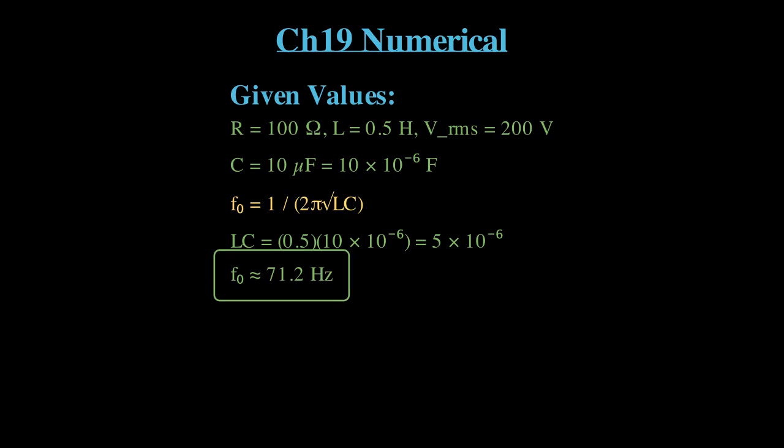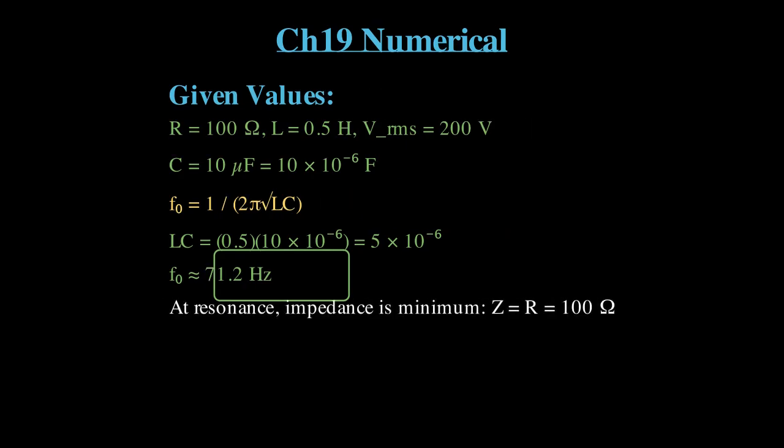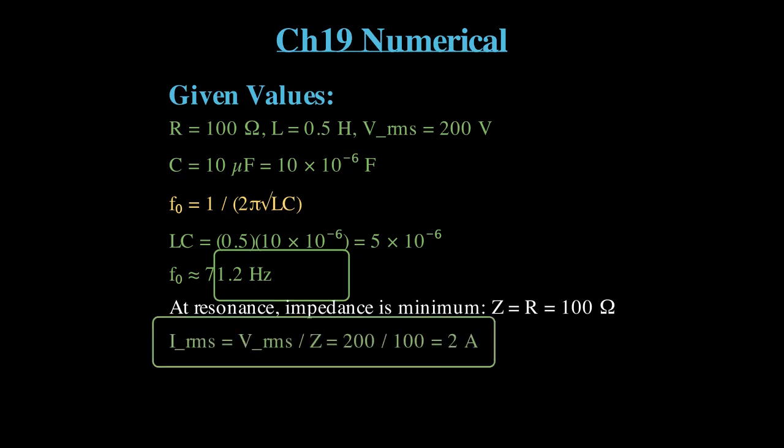The second part asks for the current at resonance. A key thing to remember is that at resonance, the circuit's impedance Z is at its minimum and is equal to the resistance R. So Z equals R, which is 100 ohm. Now we can easily find the current using Ohm's law for AC circuits, I equals V divided by Z. So, the current is 200 volts divided by 100 ohm, which equals 2 amperes. So, our final answers are, the resonant frequency is 71.2 Hz and the current at resonance is 2 amperes.